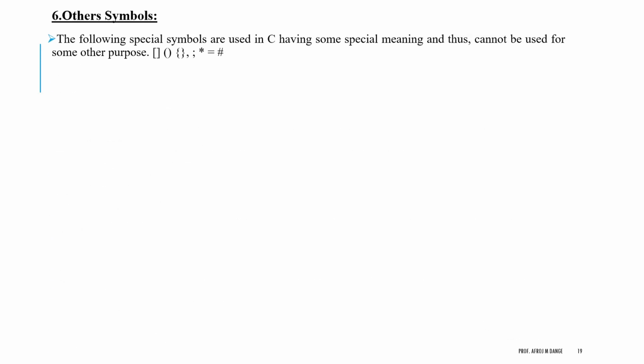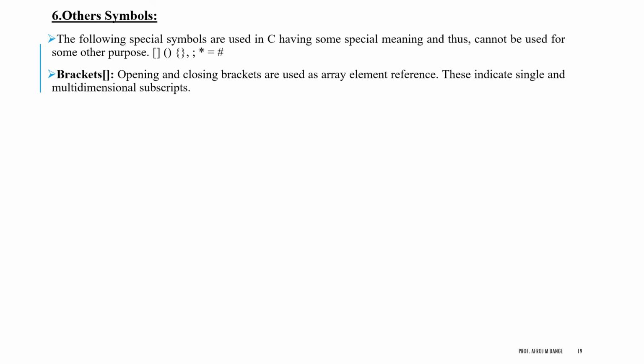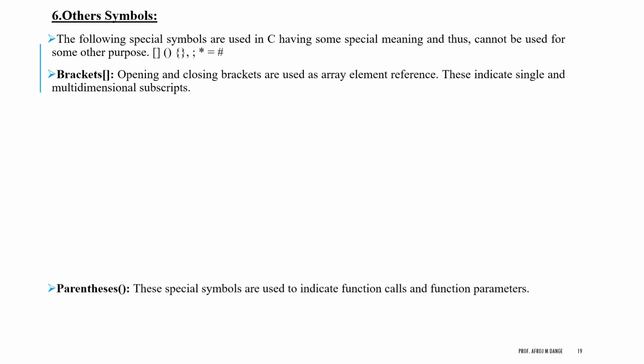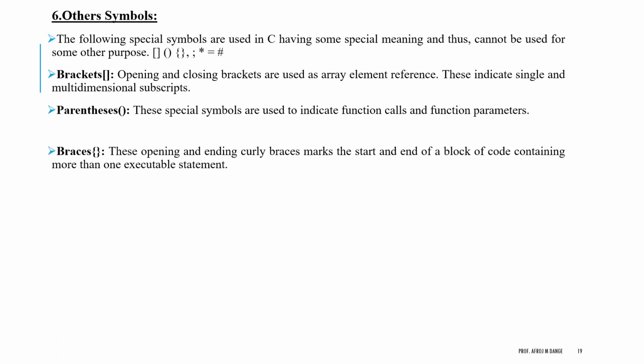The last topic is other symbols, or special symbols. The following special symbols are used in C having some special meaning and thus cannot be used for any other purpose. Brackets, opening and closing. Brackets are used as array element reference. This indicates single and multi-dimensional subscripts. Parentheses. These special symbols are used to indicate function calls and function parameters.